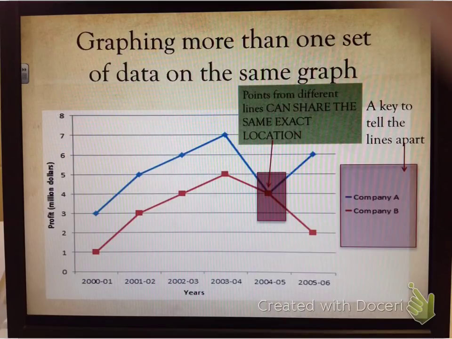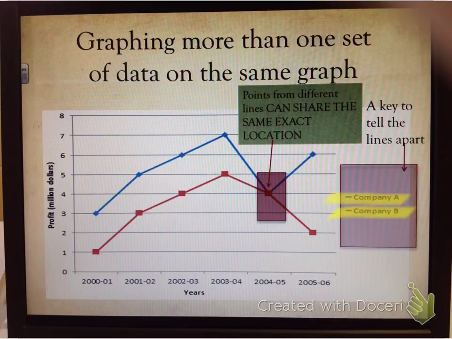When you're graphing more than one set of data on the same graph, there's a couple of things that make it easy to read. Looking at the graph below, it shows years on the x-axis and profit on the y-axis. But we're plotting the profit of two different companies. We have company A and company B. So when you're plotting a lot of information on one graph, there's usually going to be a key that shows you the distinction between the two things that you're graphing. In our key, it shows that company A is in blue and company B is in red.